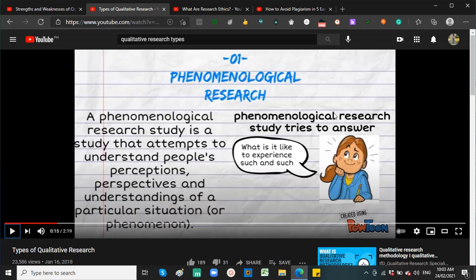So it's important to understand phenomenology, so that once we understand this particular research design, we will then execute the research process accordingly, with the design that was used. I'll just run through other types of qualitative research so that you will know that there are a lot of types, but for Research 1, we are going to focus on phenomenology.